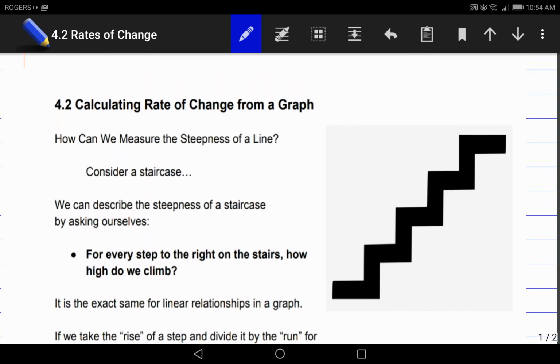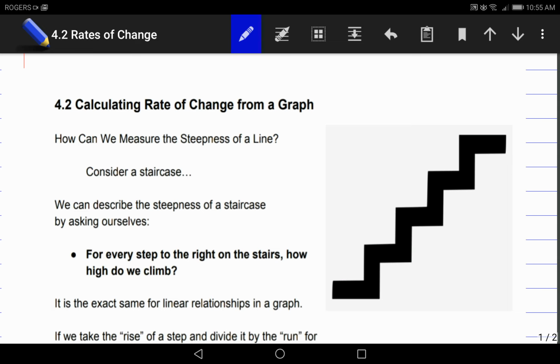All right, so let's begin with section 4.2. As I mentioned in 4.1 when we were looking at distance time graphs, we were going to go beyond what we had just said in terms of talking about how steep a line is, very steep, not steep. We're going to go beyond that in this lesson and actually give a numerical value to the steepness of a line.